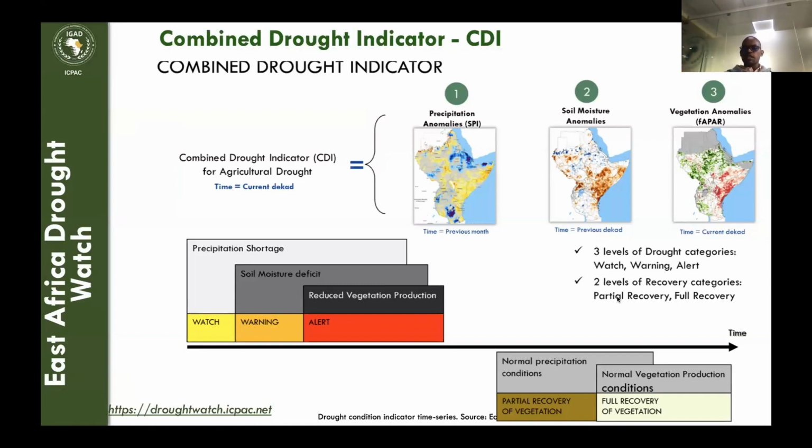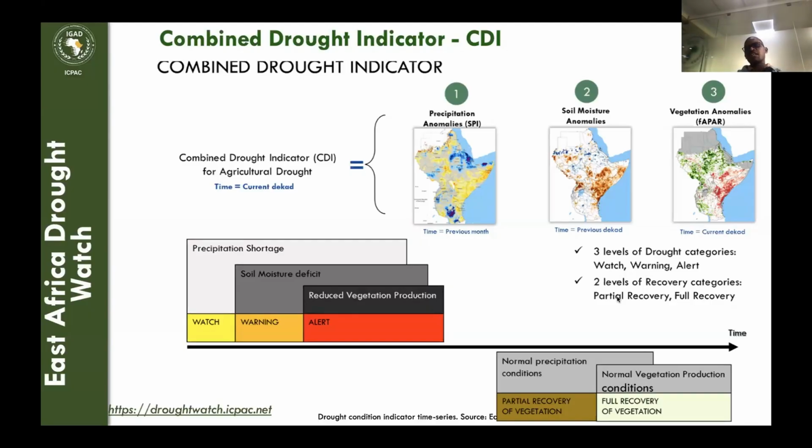Then we overlay this anomaly of precipitation with anomalies in soil moisture. The intersection of the two gives a warning phase. This warning phase means the dryness out of deficit in rainfall has led into soil moisture deficit. That is, there isn't enough soil moisture content.